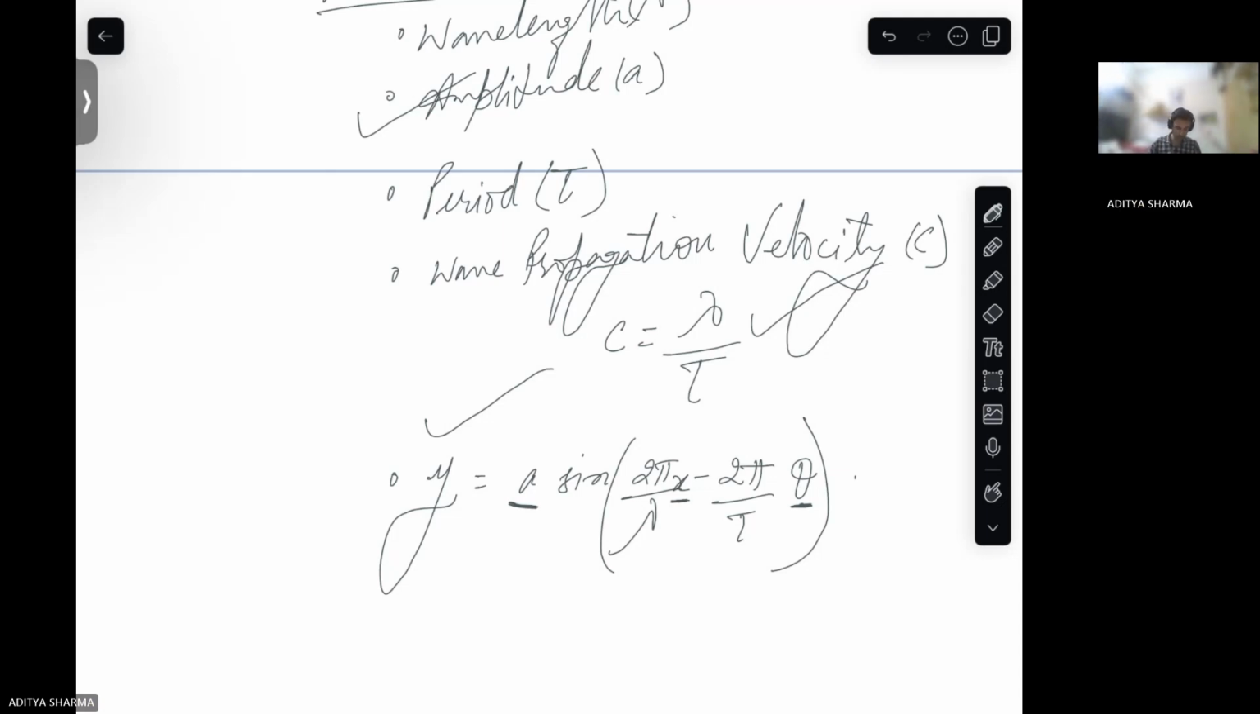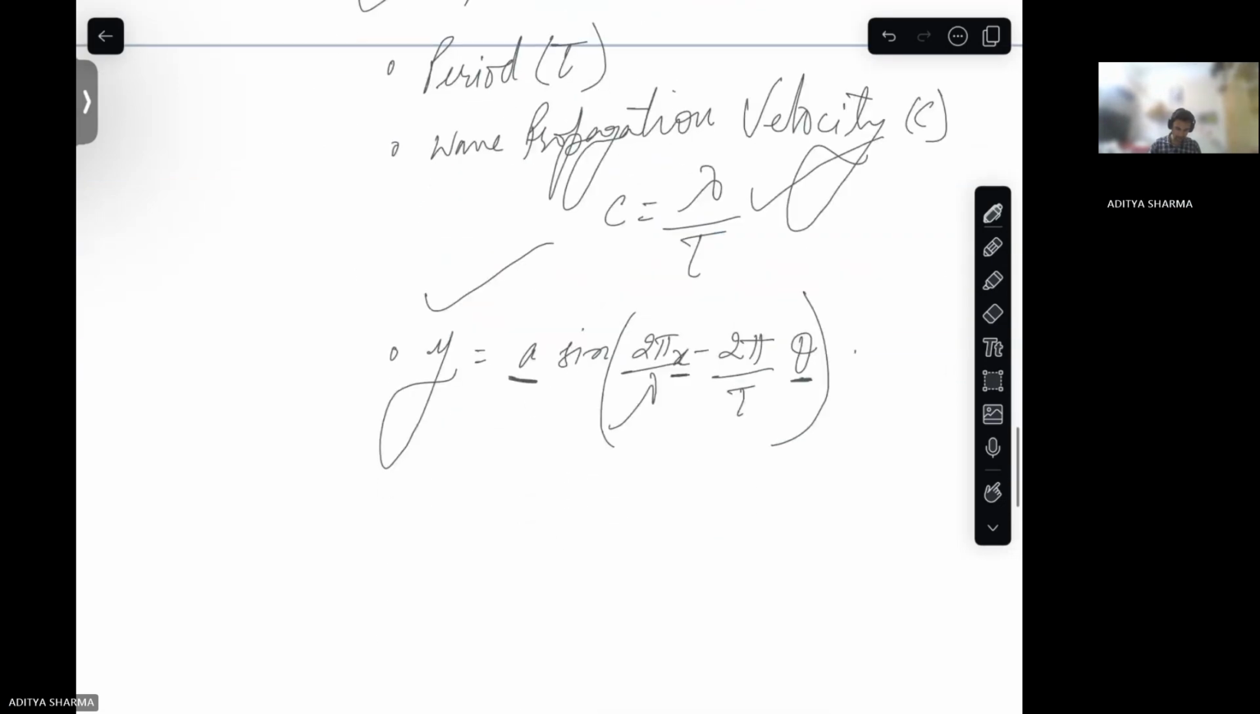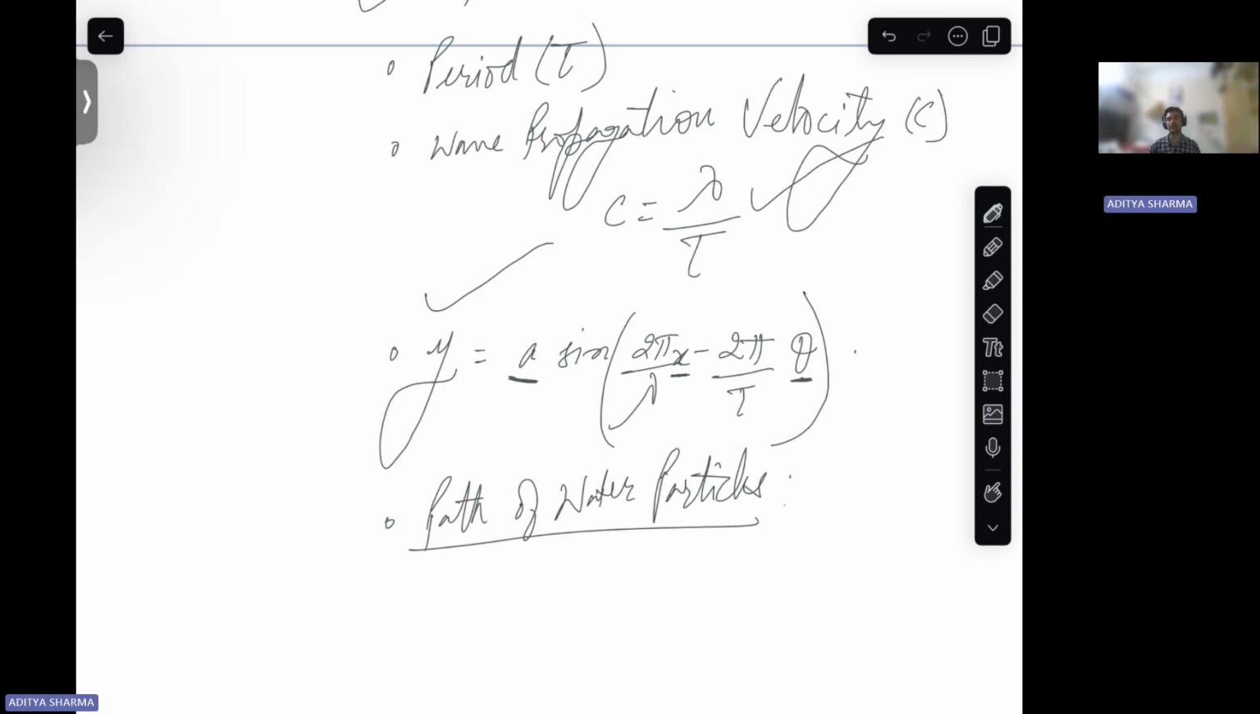Then one important point also is the path of water particles. So the water particles that are involved in your wave motion. Let's say this is your wave motion, this is your water particle, and this wave is moving from here. So what will happen to this?